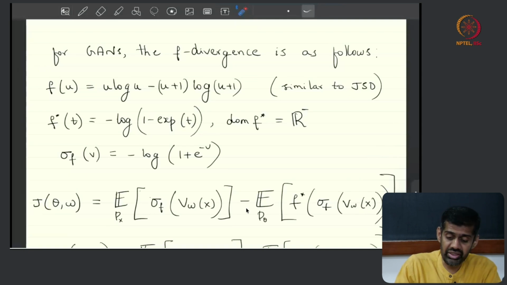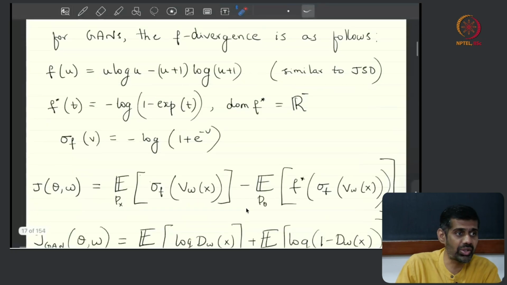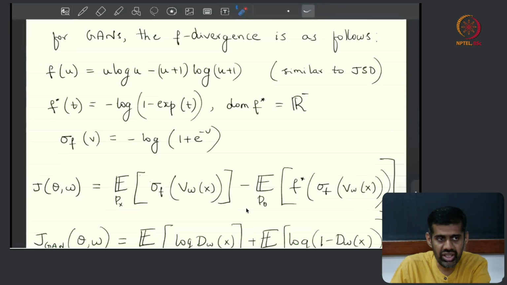Now, once we have an f of u, the next step is to find what f star of t is, right? We want to find the conjugate. The conjugate for this has this particular form: minus log of 1 minus e power t. So, this can be found out. You can take it as homework. This is a standard problem in convex optimization where, if you are given the primal convex function, you find the dual of that, or the conjugate of it. It is minus log 1 minus e power t.